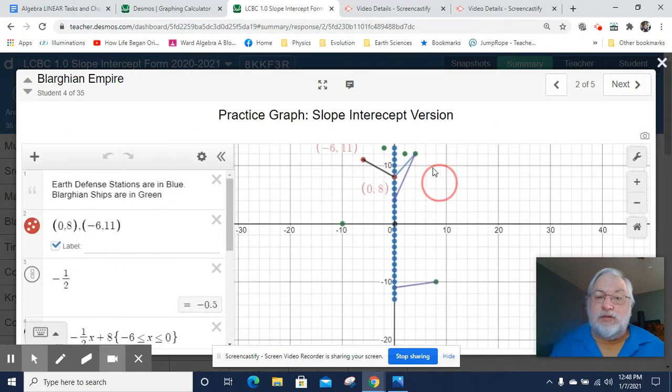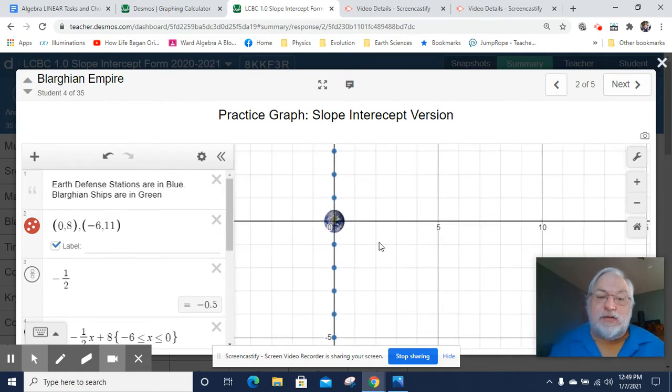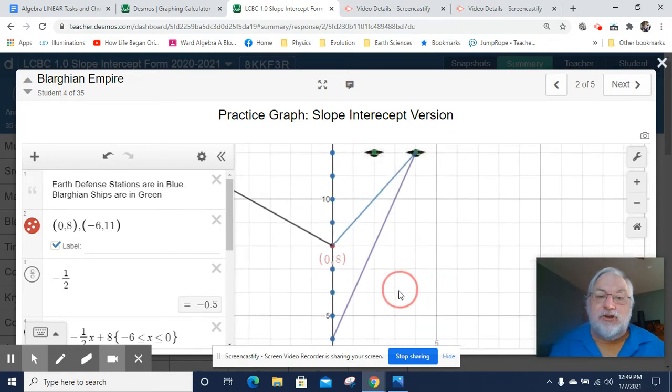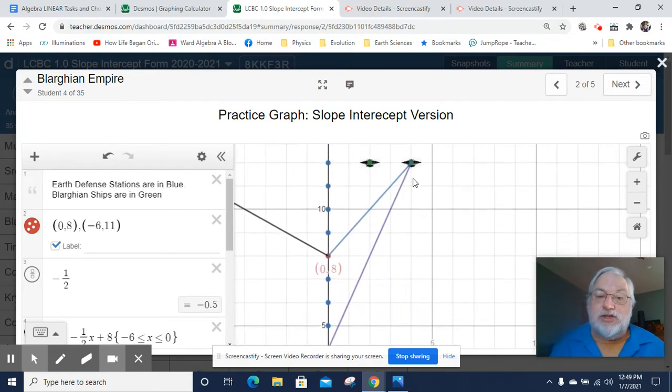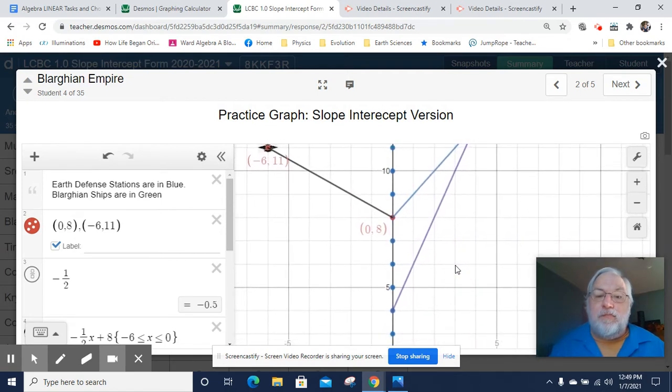As you can see, I am the Blargian Empire, and I've already shot some of your Earth ships. Your Earth ships are these blue dots along here. There's the Earth right there at 0, 0. What you're trying to do is hit my ships, which are out here in the quadrants, and you're going to make your lines nice and fancy using the slope intercept form.